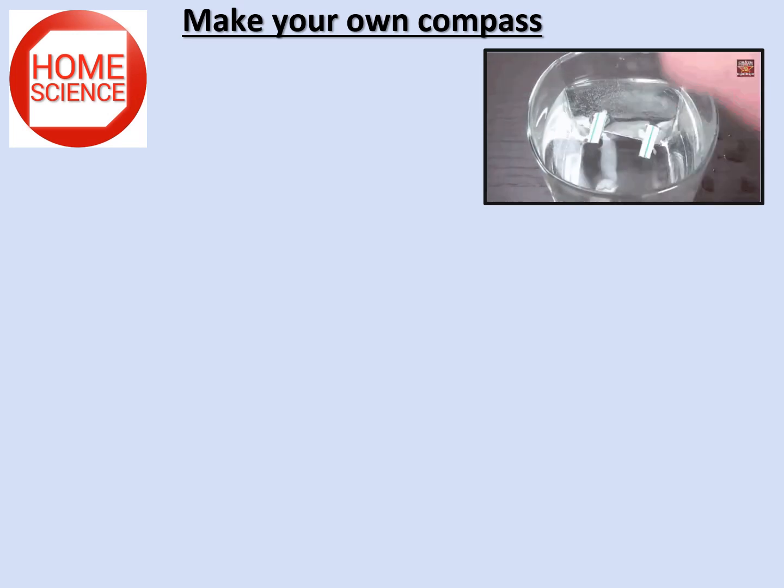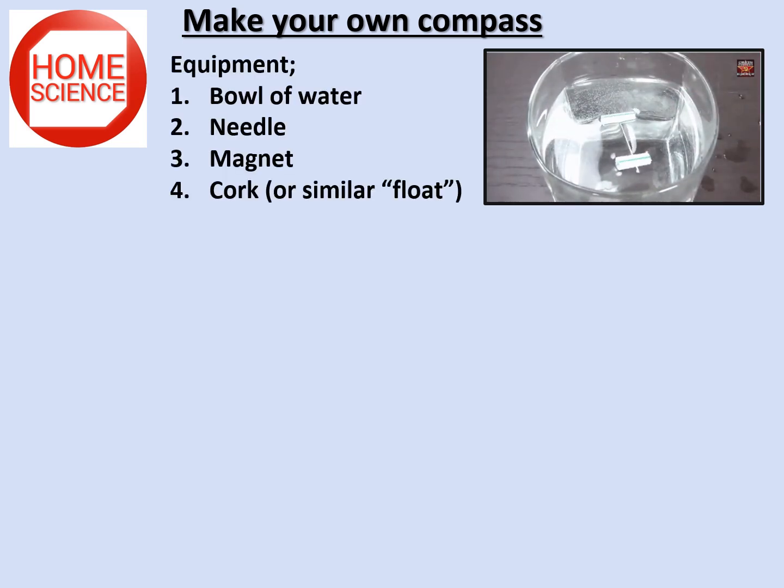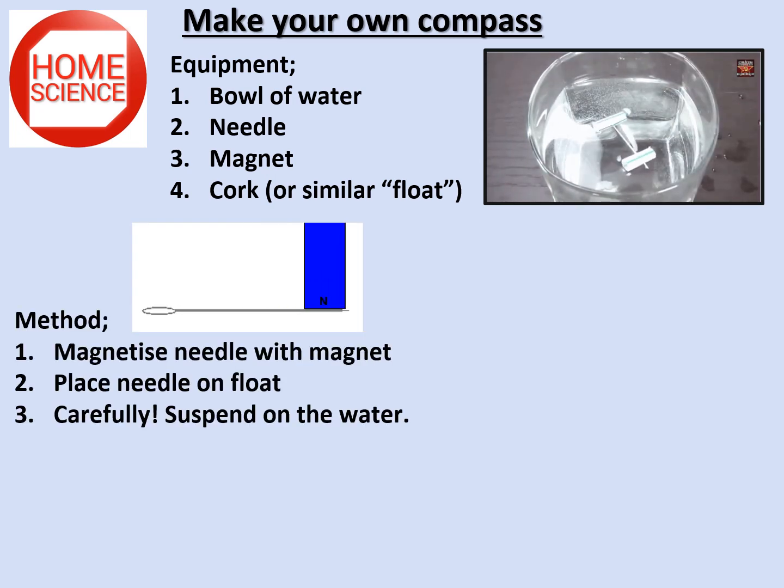Okay, so as it says, a bit of home science. Try this one out for yourself. How can you make a compass at home? That's what you're going to need. And this is what you need to do. Now, this method, certainly the first part, magnetize the needle with a magnet, links to that little bit of extra information I gave you at the start in terms of aligning those domains inside the piece of iron, which is what the needle is mostly made of.